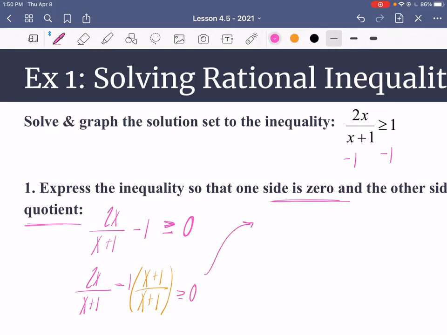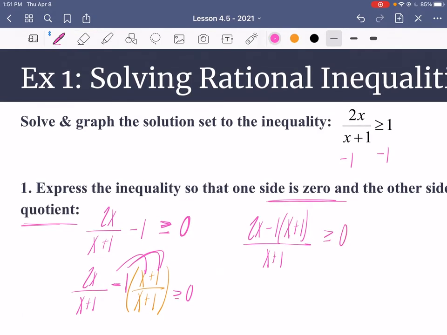Okay, so here I'm just going to distribute this negative 1 times x plus 1. So I get 2x minus 1x, and then minus 1 times 1 is minus 1. Now I have a common denominator, so I'm going to combine this, and I get this all divided by x plus 1. Or if you want to write this out in an in-between step, we have 2x minus 1 times x plus 1, all divided by x plus 1 is greater than or equal to 0. Distribute.